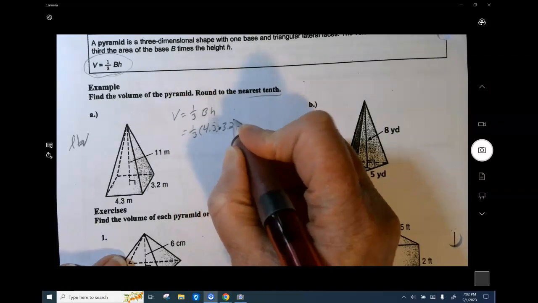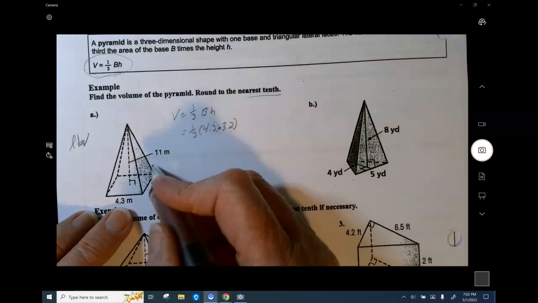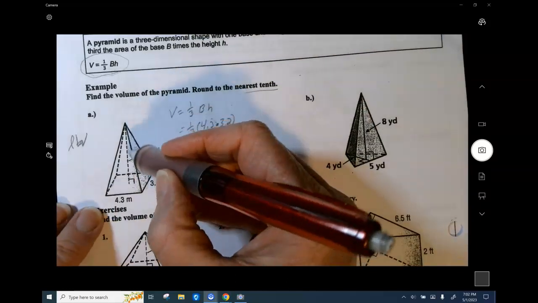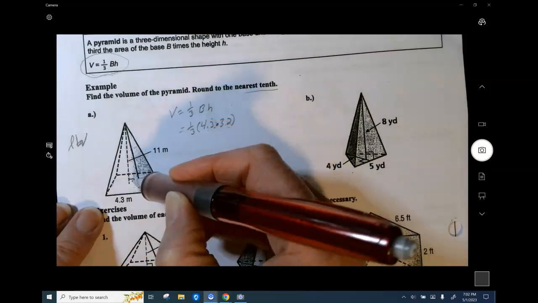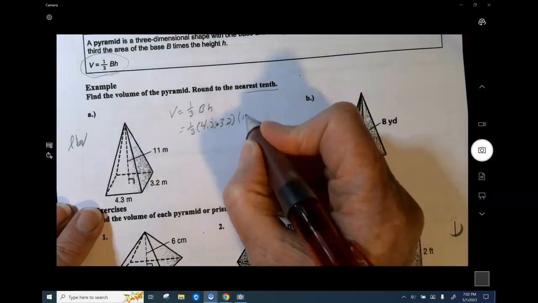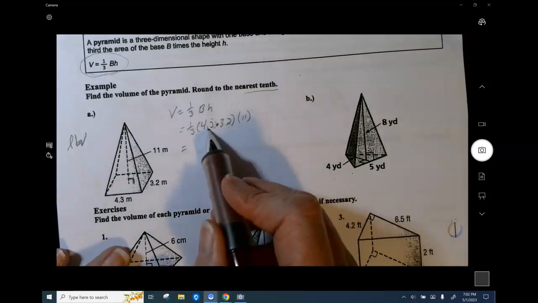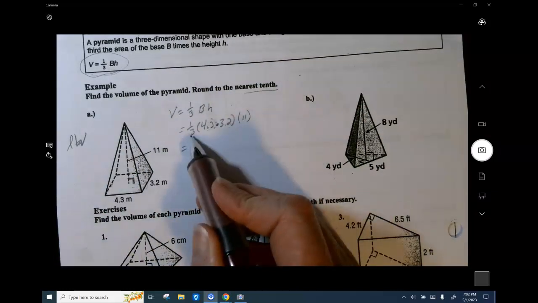Okay, I'm going to take the area of the base, which is length times width, times my height. And my height of my pyramid is always going to be this inside part. And see how it's perpendicular down here? So I'm just going to multiply that times 11. So now I'm going to multiply this. And to tell you the truth, I'm going to multiply all 3 of these and then divide by 3.